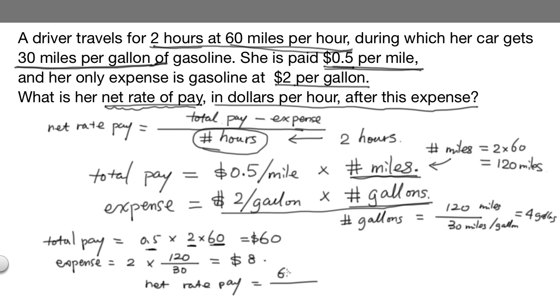So the net rate of pay equals 60 minus 8, the total pay minus the expense, divided by the 2 hours that it takes her to drive. So that equals 52 divided by 2, which is $26 per hour. And that's the answer.